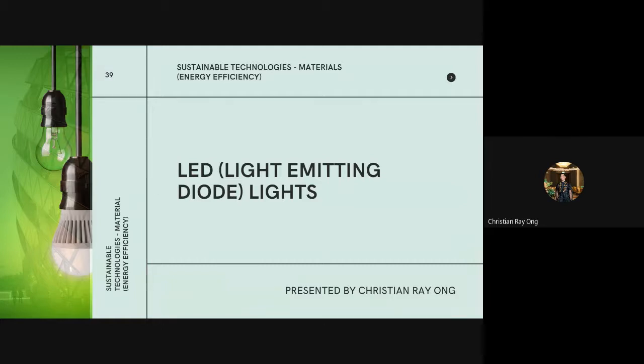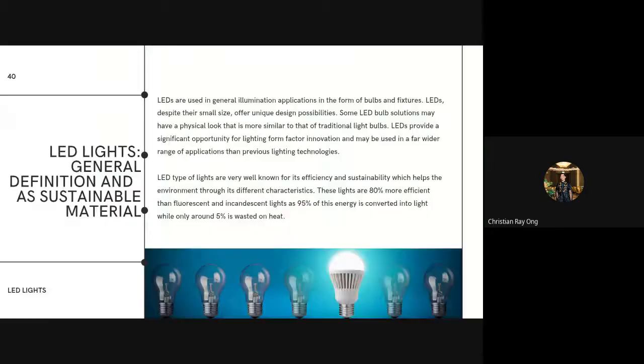So lastly, LED lights or light emitting diode lights. This can be a material that can be used on adaptive light systems as reported by Ciara a while ago. Next slide, please. So, for general definition, these bulbs are used to illuminate a place in the form of bulbs and fixtures. These offer unique design possibilities.